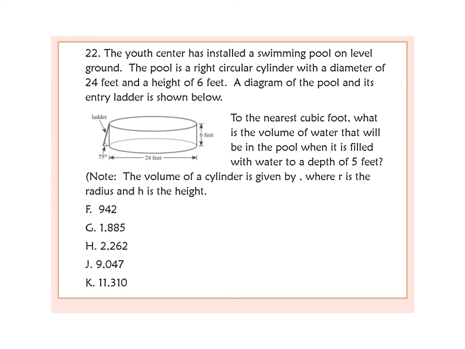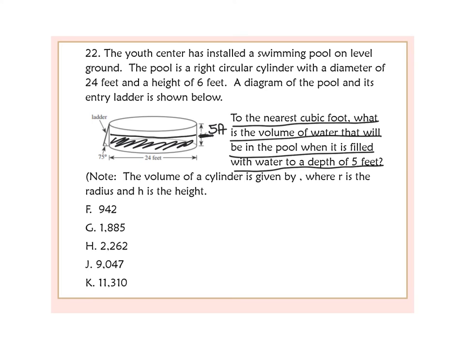On this next problem, again, it's really wordy, but you're given a diagram. So just look at the diagram and then go find the question. So the diagram is shown. Then it says, to the nearest cubic foot, what is the volume that will be in the pool when it is filled with water to a depth of 5 feet? So although it gives me a picture, it only wants me to tell how much volume there will be when the height is 5. So I don't really care about this 6. I want the height to be 5.